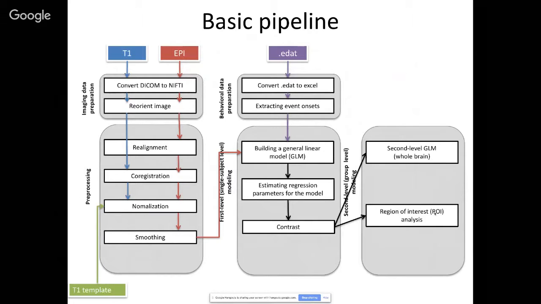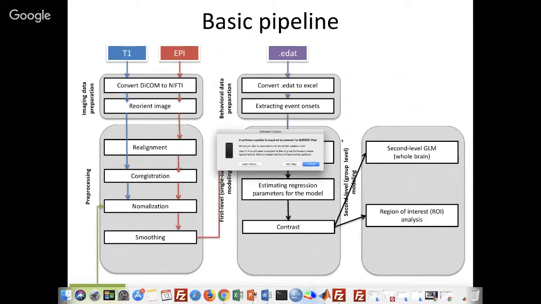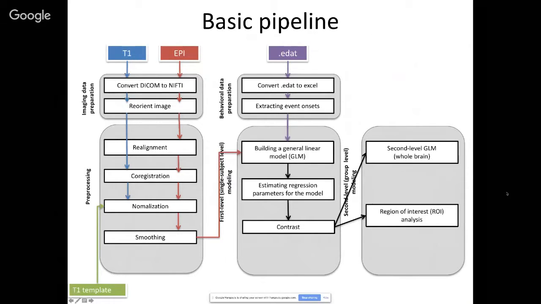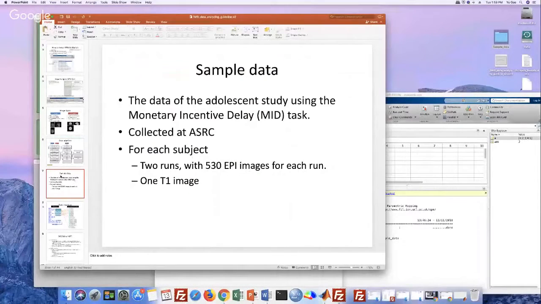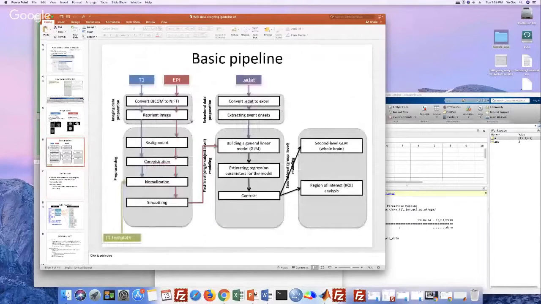So I'm interested in the activity in certain brain regions. I know where the region is, and I just want to examine this region. So this is the region of interest analysis. And I will introduce every step and how to do each step one by one later.